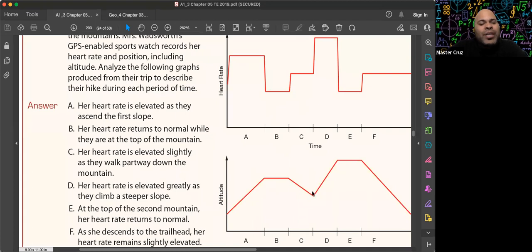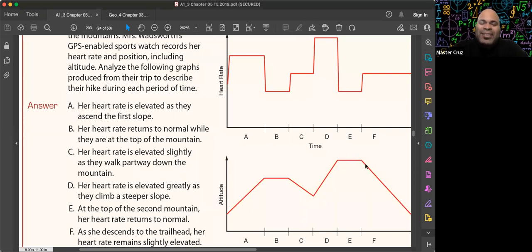But it looks like when they go down, their heart rate is elevated slightly as they walk hard down the mountain. Okay, so here it is, elevates a little bit, and it stays a little bit steady but elevated. And then when they start climbing a steeper slope, her heart rate is way high. It's elevated greatly as they climb a steeper slope. Then again, they reach the top of the second mountain, and her heart rate returns to normal.